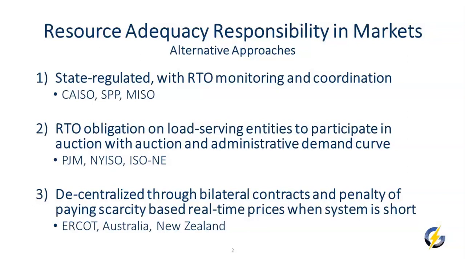And then a third model that is less familiar to most people, and the one I'm going to spend more time on, is a decentralized market through bilateral contracts, and the penalty of basically not procuring enough supply is the real-time spot price when the system does get short, and that's what we have in ERCOT, the Texas system, and I believe in Australia and New Zealand, that is similar. I know Mike Hogan's on this call. He and I have written about this together. There's a paper on the Grid Strategies website that he had as much input into as I did. And so we've written about that in the context of a decarbonized system.